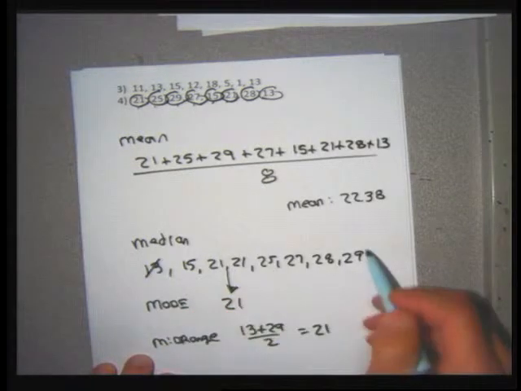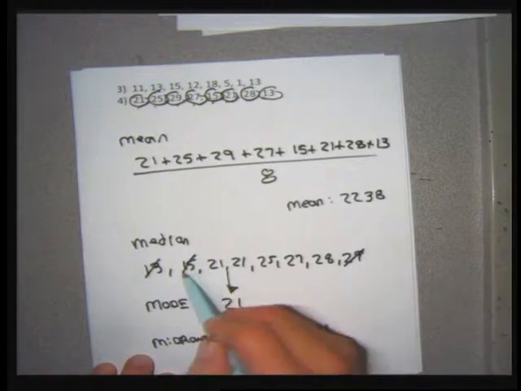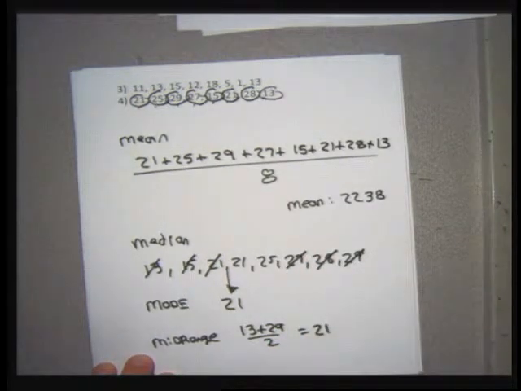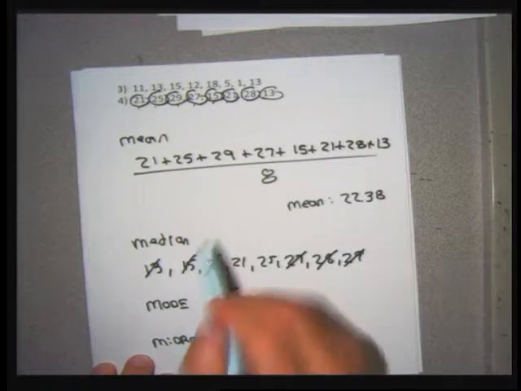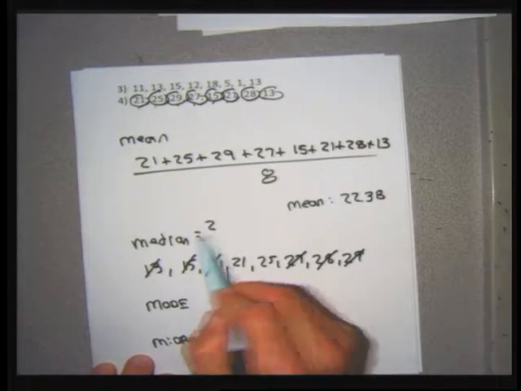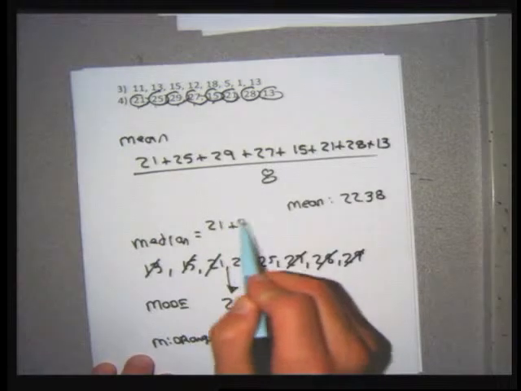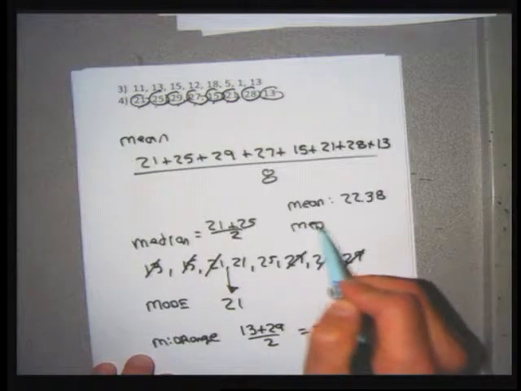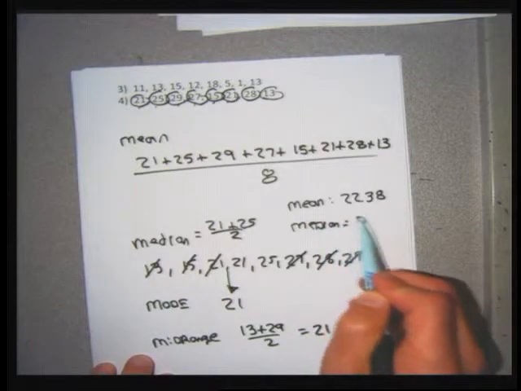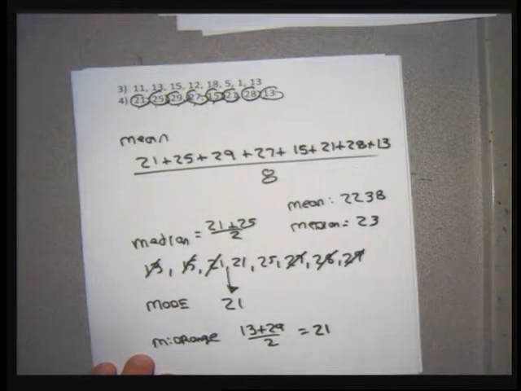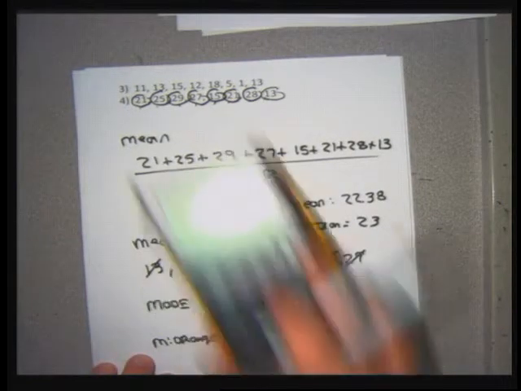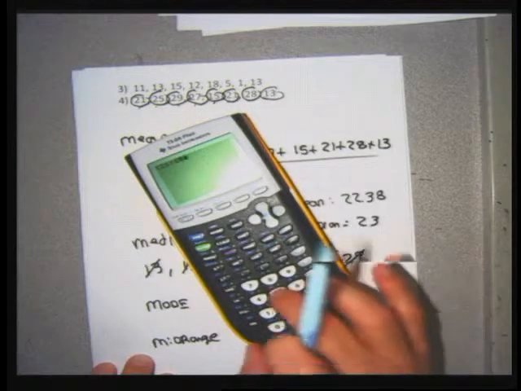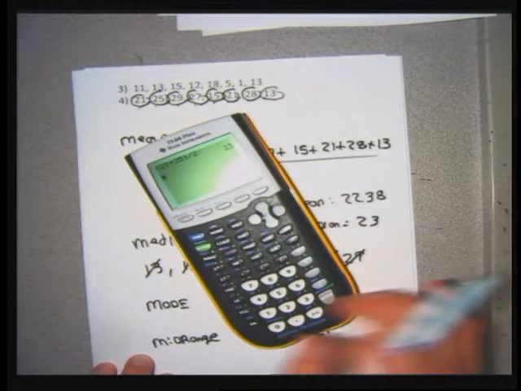Cross out the first and the last. Second, second from the last. Third, third from the last. I'm left with 2 numbers, so I need to add them up and divide by 2. So the median for this is going to be 21 plus 25 over 2. It's going to come out to 23. I'll do it on my calculator just to show you. On my calculator, it'd have to be in parentheses. I'd have to go parentheses 21 plus 25 parentheses divided by 2, and you'll get the 23.